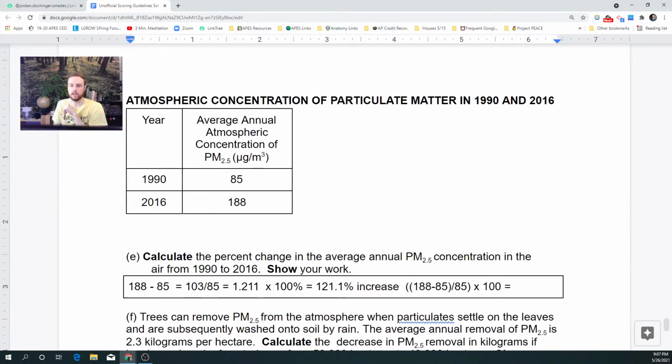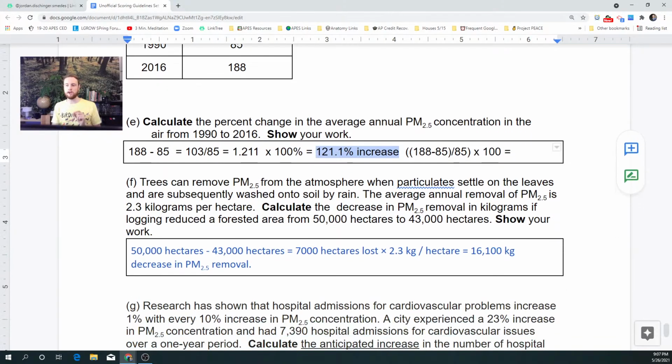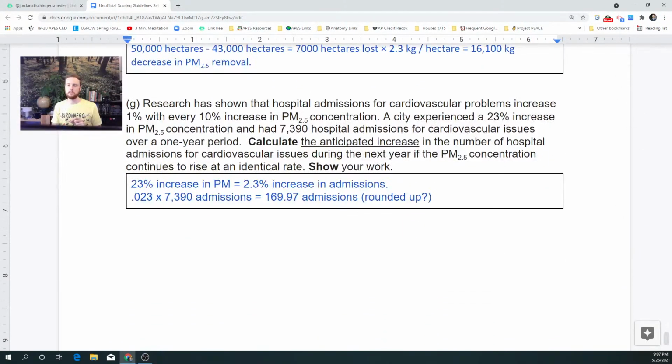If you're looking here at a 121.1% increase, I think that's fine. I don't think you're going to have a problem there. I can't guarantee it. It's hard to say, but I think you're okay. But I would absolutely round up hospital admissions. It's a whole number.